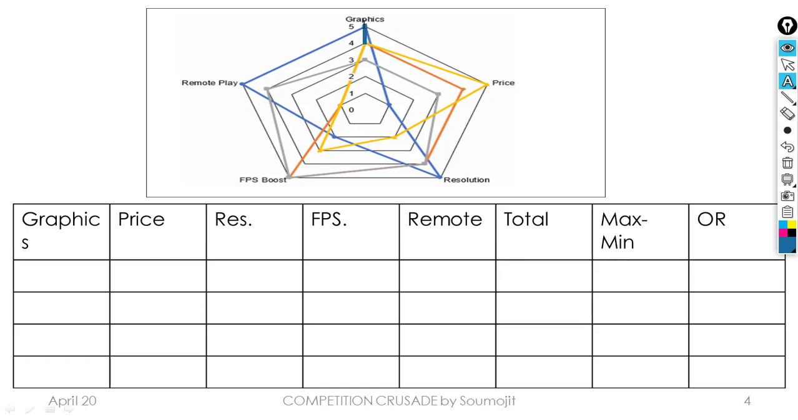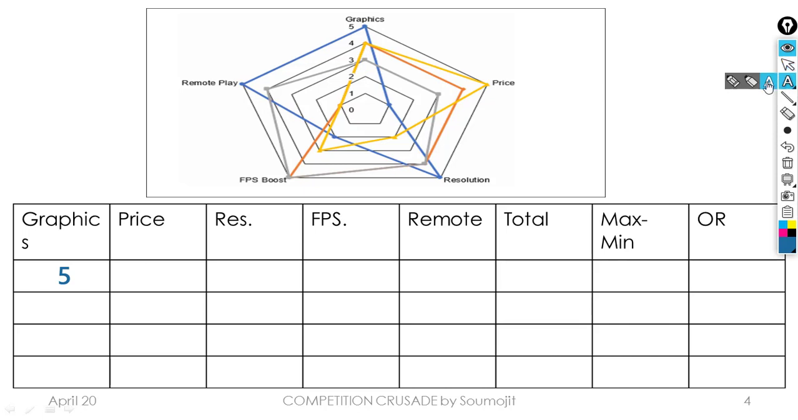So I'll just start with the first one. I'll just follow the blue line and then I'll follow the yellow line, the red one and the grayish line, and I'll try to plot it. So for graphics, what I can basically see is that graphics is at 5. How can I say that? 1, 2, 3, 4 and 5. I hope this is clear. I hope this is 1. This is also written over here, right? So this is 1, 2, 3, 4 and 5.